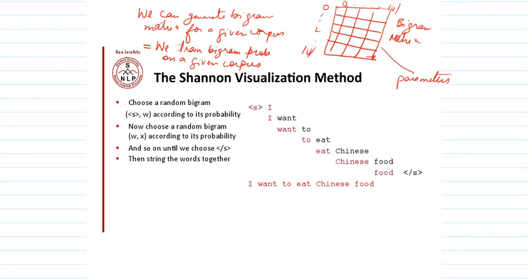Now how to visualize? I may choose a random bigram. Suppose I choose start and some word. If I choose start I, then from this table I will see which word has the highest probability following I. Somewhere I is present here, and want is present here, along with some other words. This want has the highest probability, as we see from this corpus also.